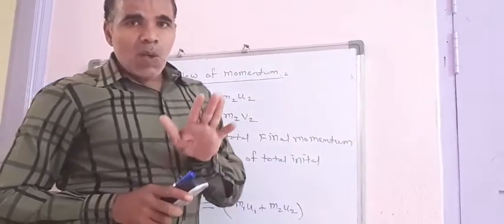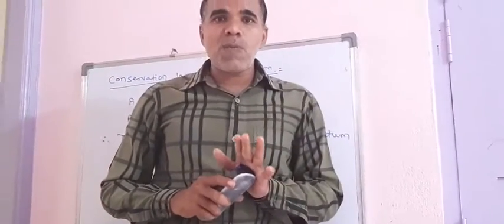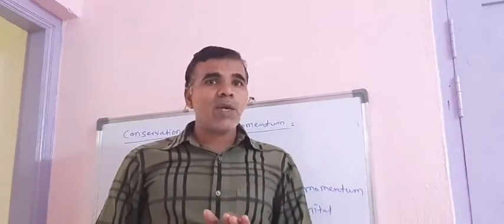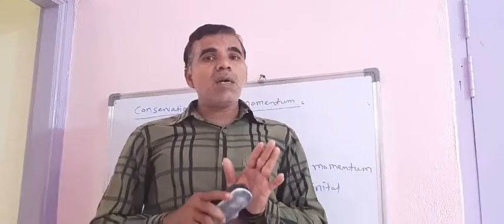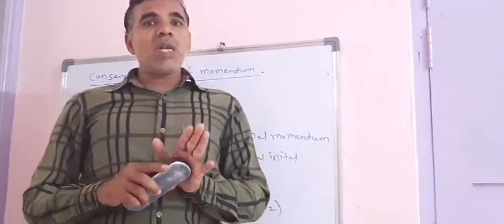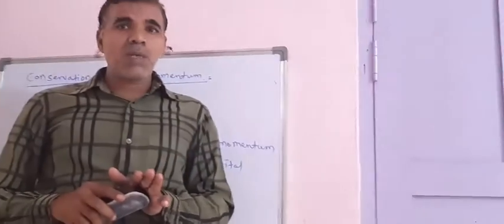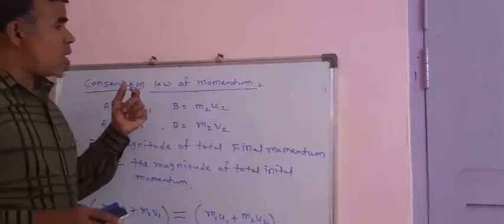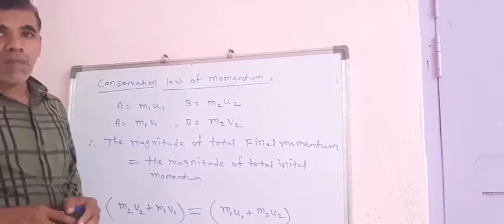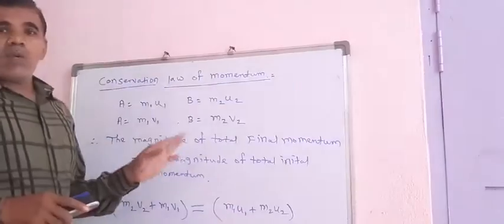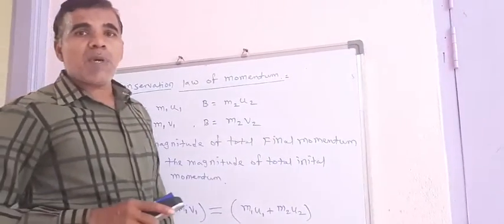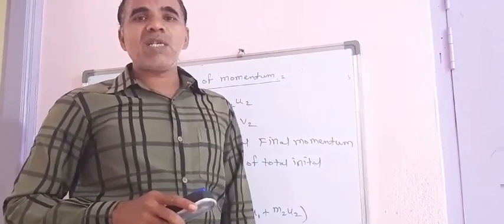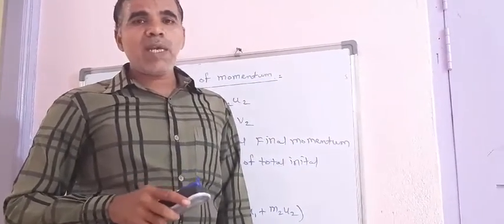The statement is: when no external force acts on two interacting objects, then the total momentum remains constant, it does not change. So that is the law of conservation of momentum. We have completed topic number one. The remaining examples based on equations of motion we will solve in the next period.